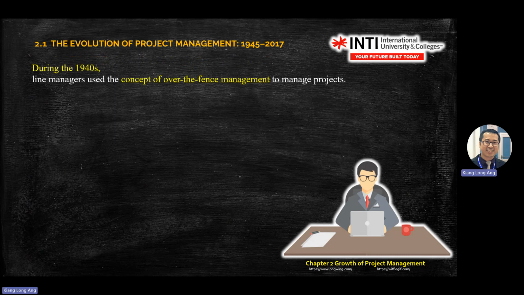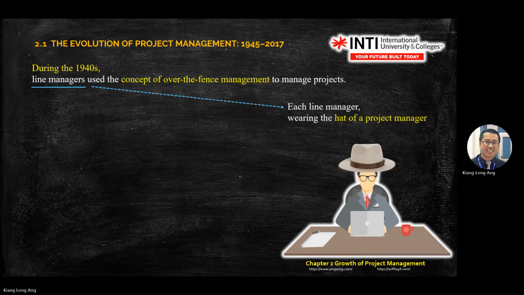So there is some history about project management. As early as 1940, somebody went into this research. So in the 1940s, there was a concept called over the fence. It just means that all the line managers have a hat of a role. So line managers wear a hat of a project manager.